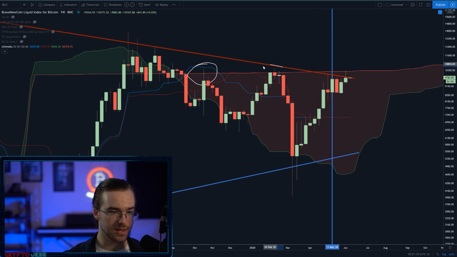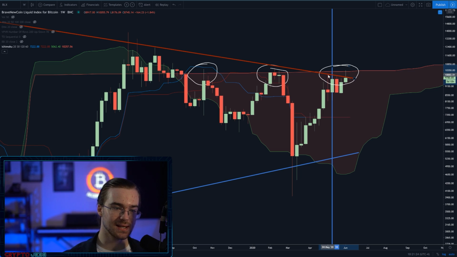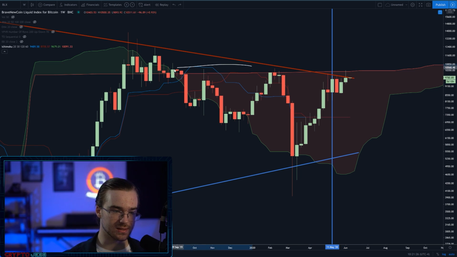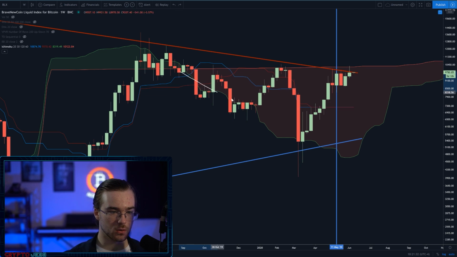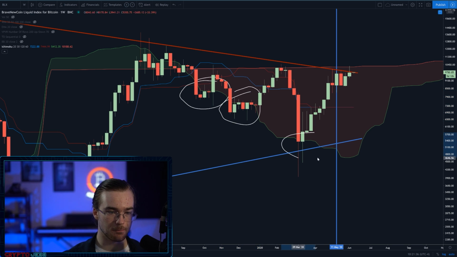This high right here, this high right here, and this high right here, all three of those have been around $10,000. That is a big level of resistance. That would make sense. But they have also been around the top of this Ichimoku Kumo Cloud. Furthermore, as Bitcoin has been trending to the downside here, you can see all of our support levels have been sitting around the bottom lead of the Kumo Cloud on the Ichimoku Cloud indicator.